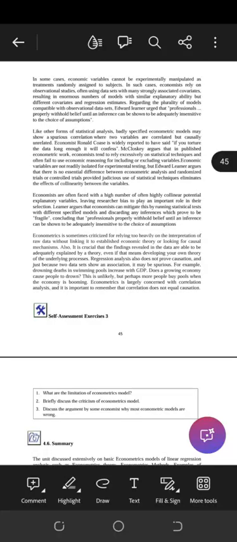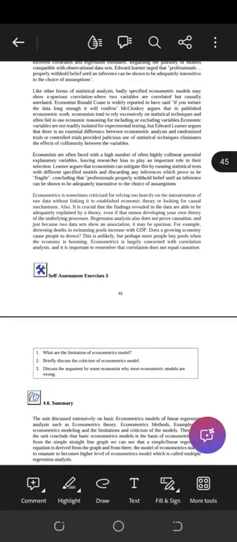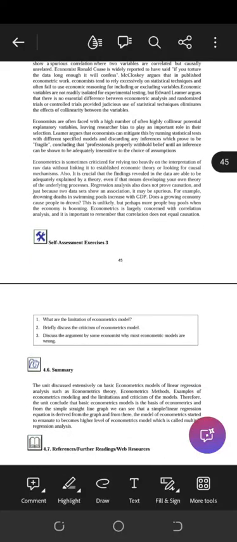So the second paragraph says, like other forms of statistical analysis, badly specified econometric models may show a spurious correlation. Let's take the third paragraph. Economists are often faced with a high number of often highly collinear potential explanatory variables. So this means that one variable can explain another variable. So that is what I explained as multicollinearity.